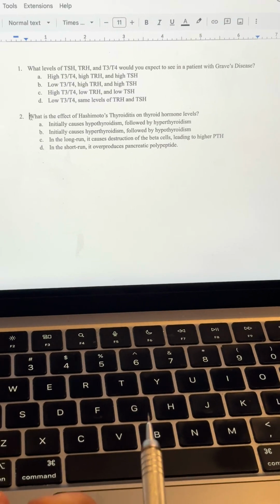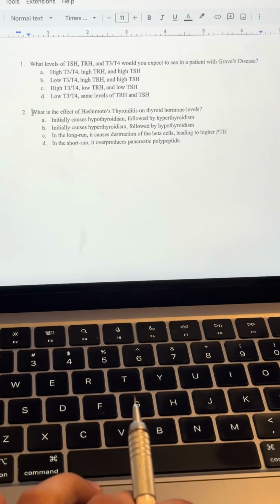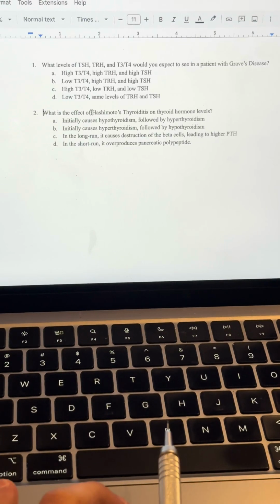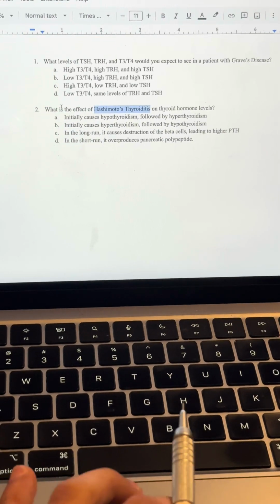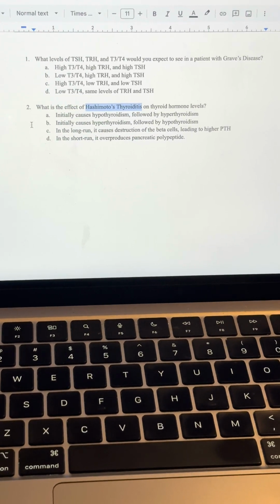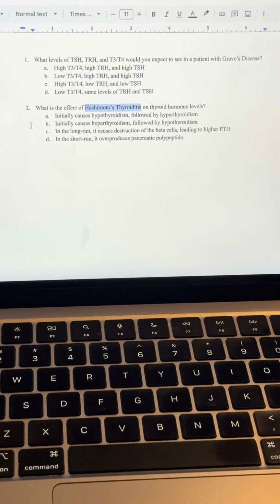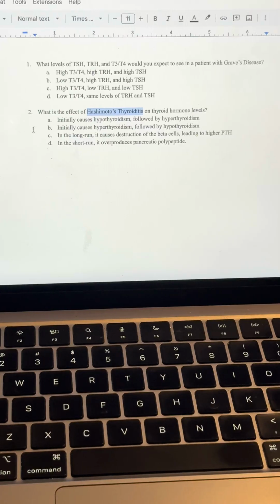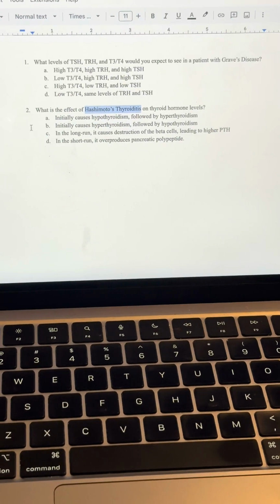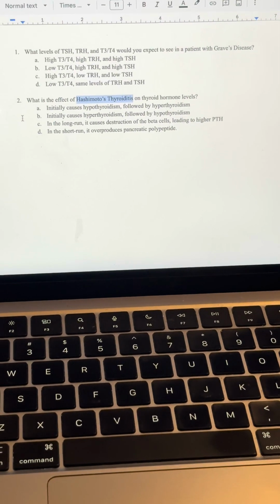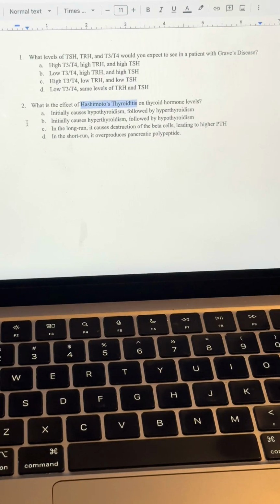Next one. So what is the effect of Hashimoto's thyroiditis on thyroid hormone levels? Now, Hashimoto's thyroiditis is going to be kind of the opposite, and it's going to be the gradual destruction of the thyroid gland due to antibodies created against thyroid peroxidase and thyroglobulin, and also leukocytes and T lymphocytes are going to enter into the thyroid gland and destroy the follicle cells, similar to a respiratory burst.